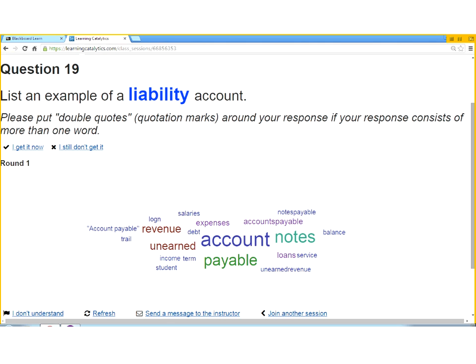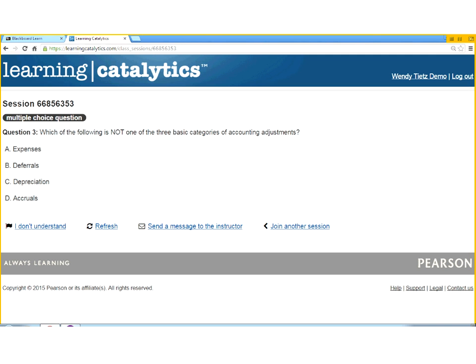But we get the idea that it's notes payable, accounts payable, unearned revenue. Those are the ones that I'm seeing here that are right. Okay. So we're going to close that one, and now we're going to go to the next one. Do you want to load the next? Okay, now this next question relates to what we did Monday.